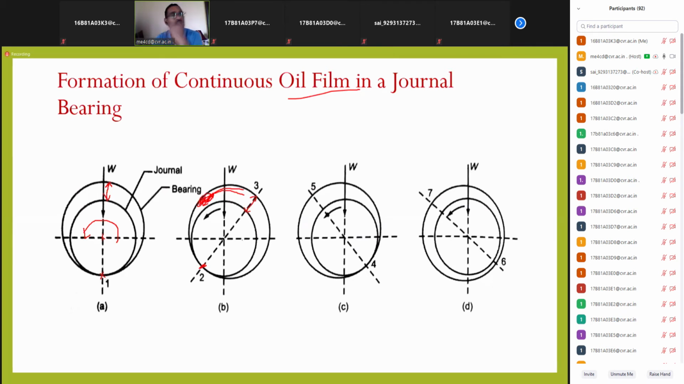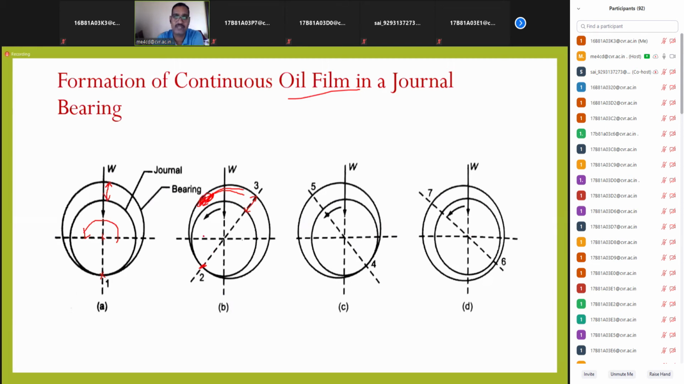Now let us suppose we are placing a bicycle in some water, and if you are rotating the bicycle tire, then what happens? The water will roll along with the tire, right? In the same manner, this oil film will be rotating along with the shaft, right? And because of this, what happens? There is no gap between the shaft and the bearing here.